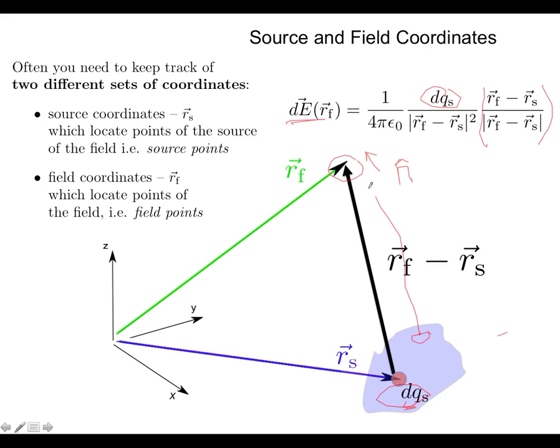I'm not getting this very straight, am I? It's supposed to be a nice straight vector. Sorry about that. And you're just going to do this for all the elements of charge and keep adding vectorially here to get the total contribution from this distribution of charge. So it's just a straightforward summation procedure.